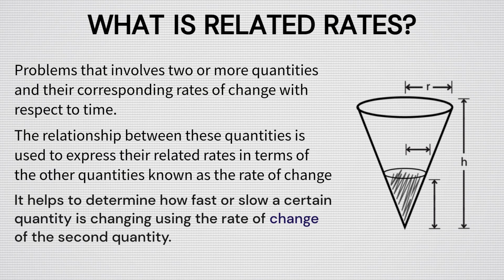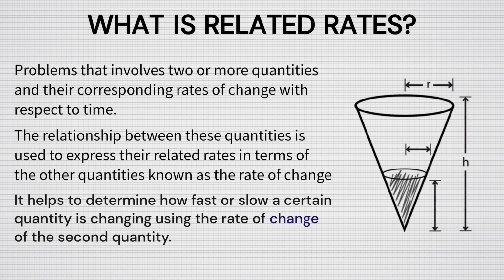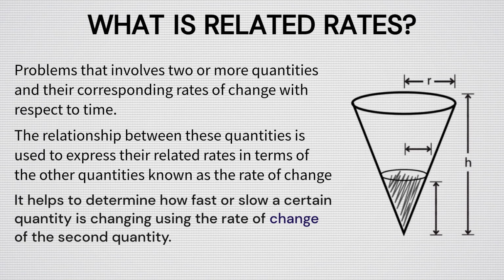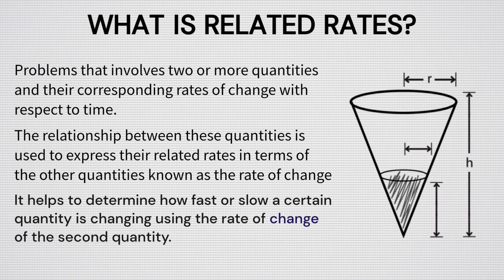What is related rates? Problems that involve two or more quantities and their corresponding rates of change with respect to time. The relationship between these two quantities is used to express their related rates in terms of the other quantities known as the rate of change. It helps to determine how fast or slow a certain quantity is changing using the rate of change of the second quantity.